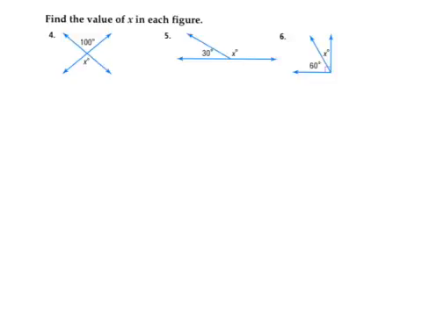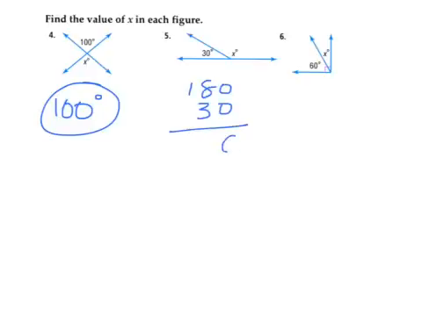All right, find the missing value of each. Number 4 is going to be an example of a vertical angle. Remember, those are the exact same. So angle x would equal 100 degrees. All right, number 5. This is an example of supplementary. That means these two angles must add up to 180. So I can do 180 minus 30 and learn that my missing angle should be 150 degrees.